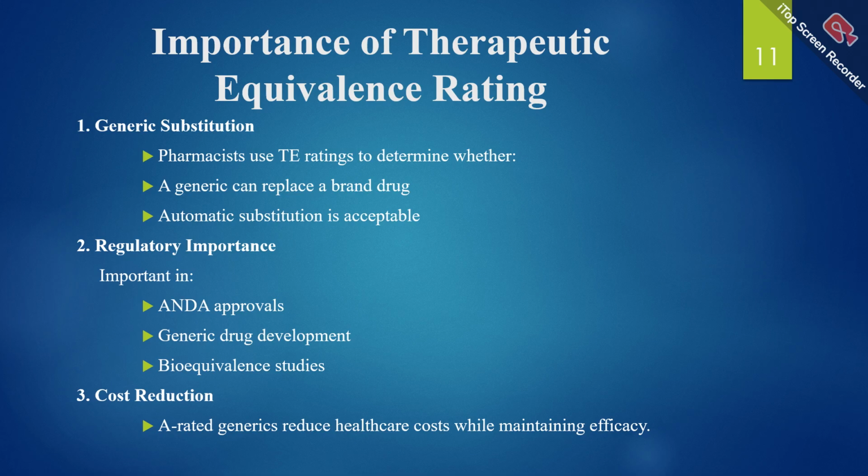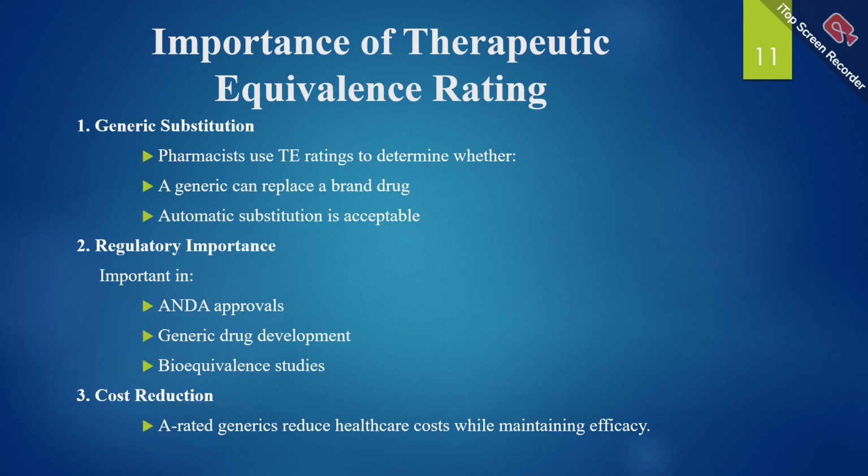See here, generic substitution. Pharmacists use a therapeutic equivalence rating to determine whether a generic can replace a brand name drug. As we discussed earlier, AA rated drugs can be substituted for the brand name drugs. So this therapeutic equivalence rating will be useful for replacing a branded drug, and automatic substitution is also acceptable.